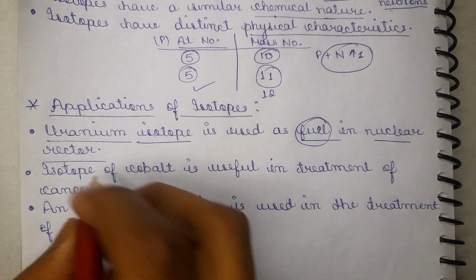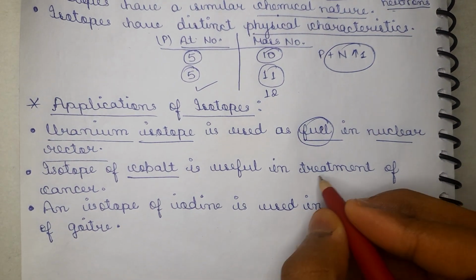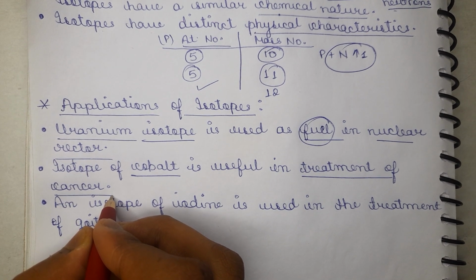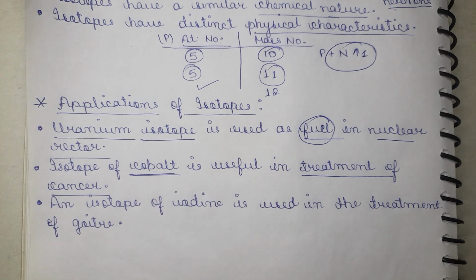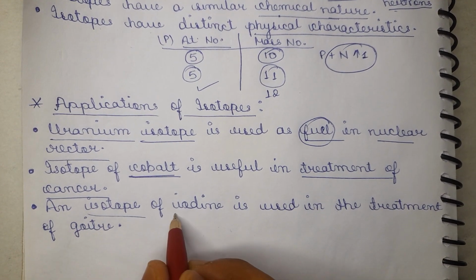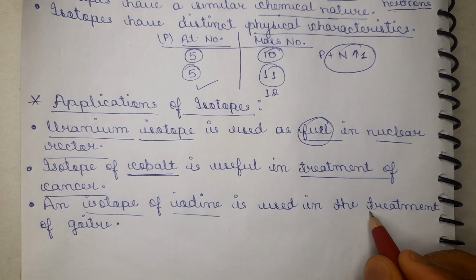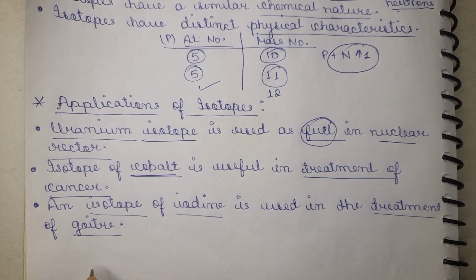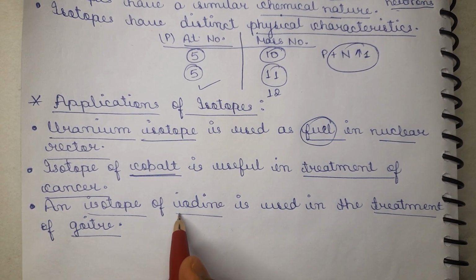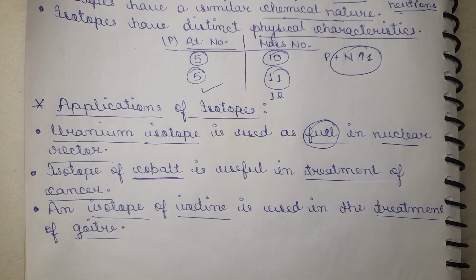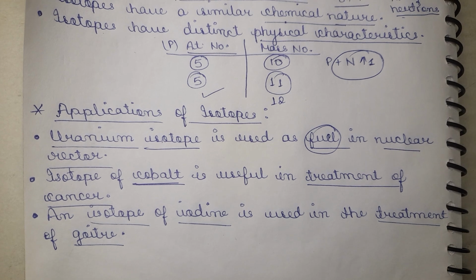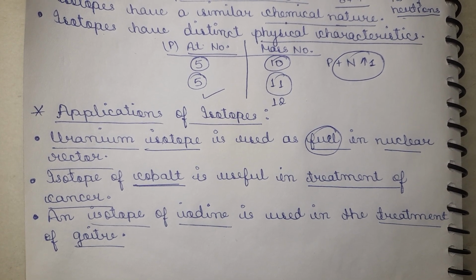For the second example, there is a cobalt isotope. That is used for the treatment of cancer cells. If any cancer cells are present inside the body, the cobalt isotope is used to kill the cancer cells. The third use of isotopes is the iodine isotope, which is used for the treatment of goiter. Goiter is a disease that occurs in the neck, a swollen neck. This is due to the lack of iodine. If we lack iodine in our body, then goiter can be caused, mainly in the neck.